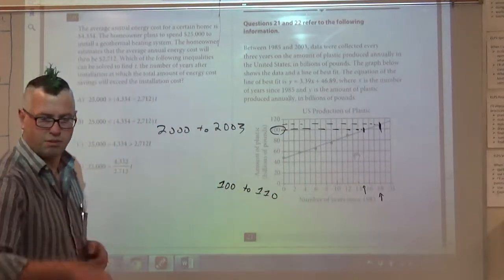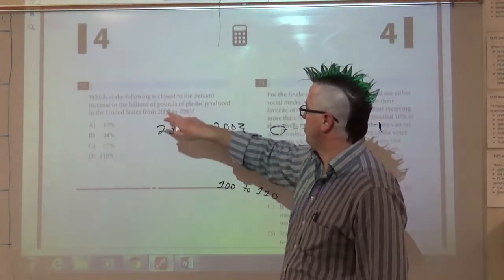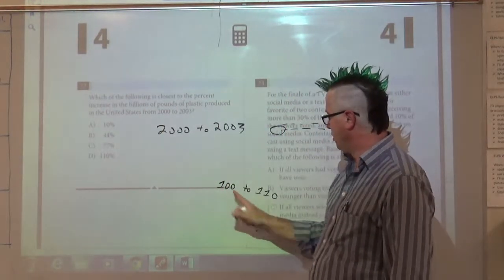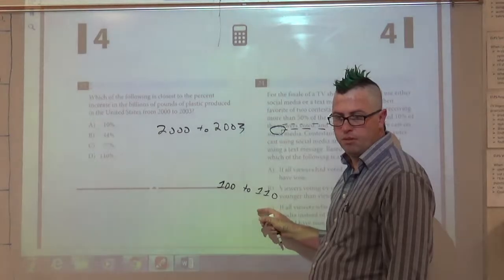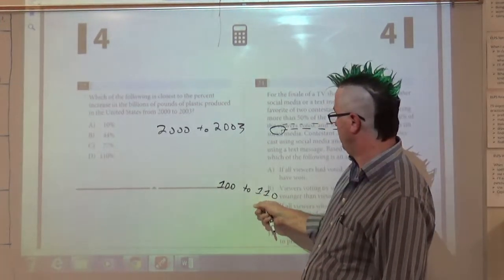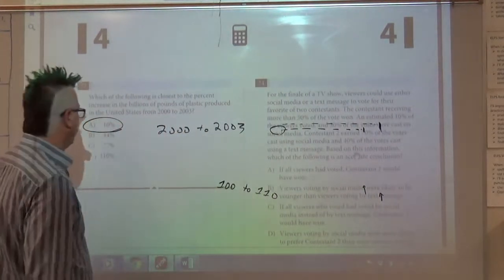All right, let's go back to the question. They wanted to know which is closest to the percent increase. From 100 to 110, 10% of 100 is 10. So I'd say it's about a 10% increase.